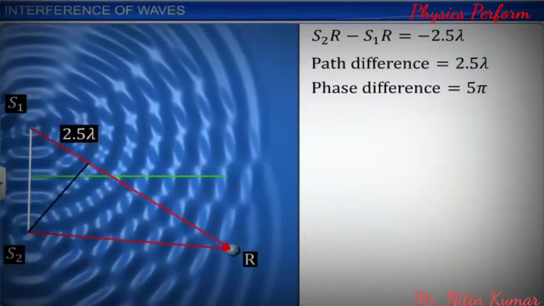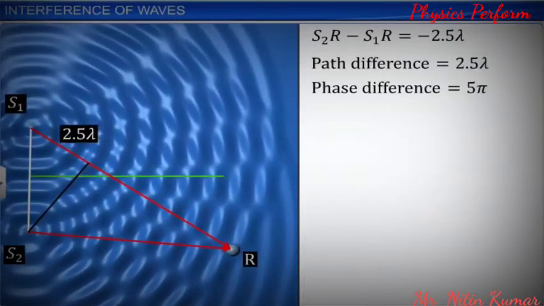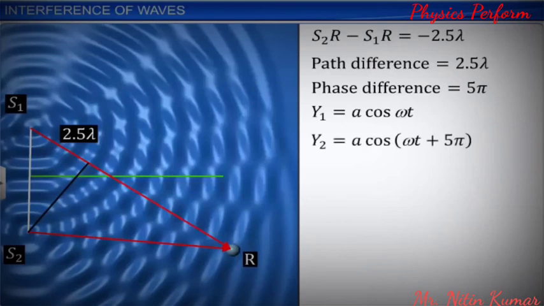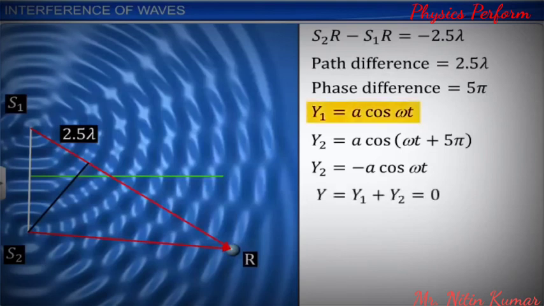Thus, if the displacement produced at the point R due to the waves from the source S1 is given by y1 = a cos omega t, then the displacement due to the waves from S2 will be y2 = a cos(omega t plus 5 pi), which is equal to minus a cos omega t. The two displacements y1 and y2 are out of phase. If the net displacement at R is y, then y = y1 + y2, which is equal to 0.